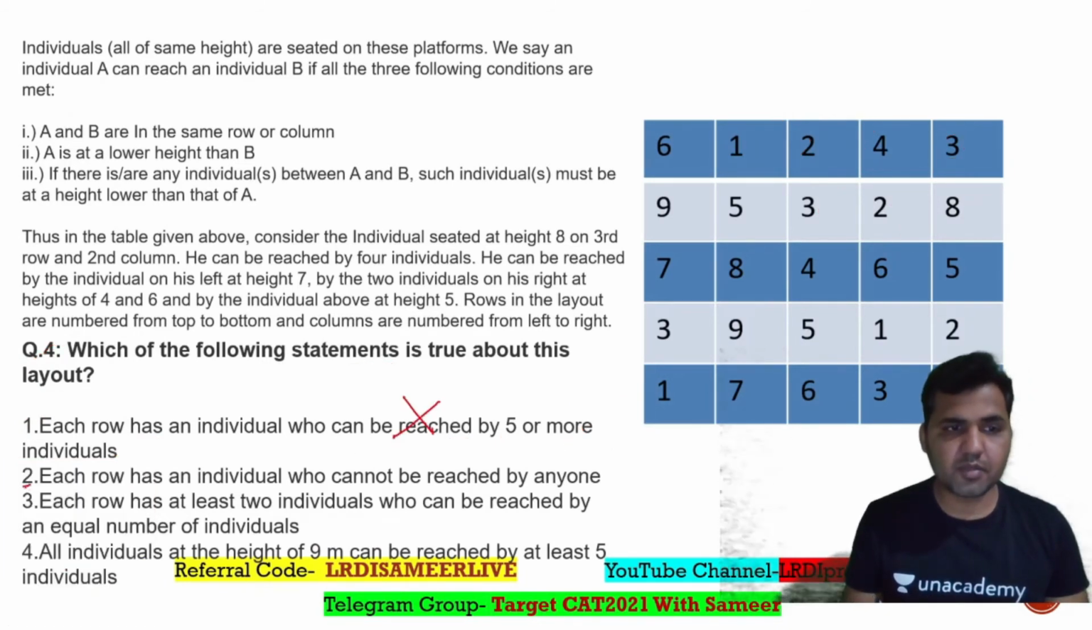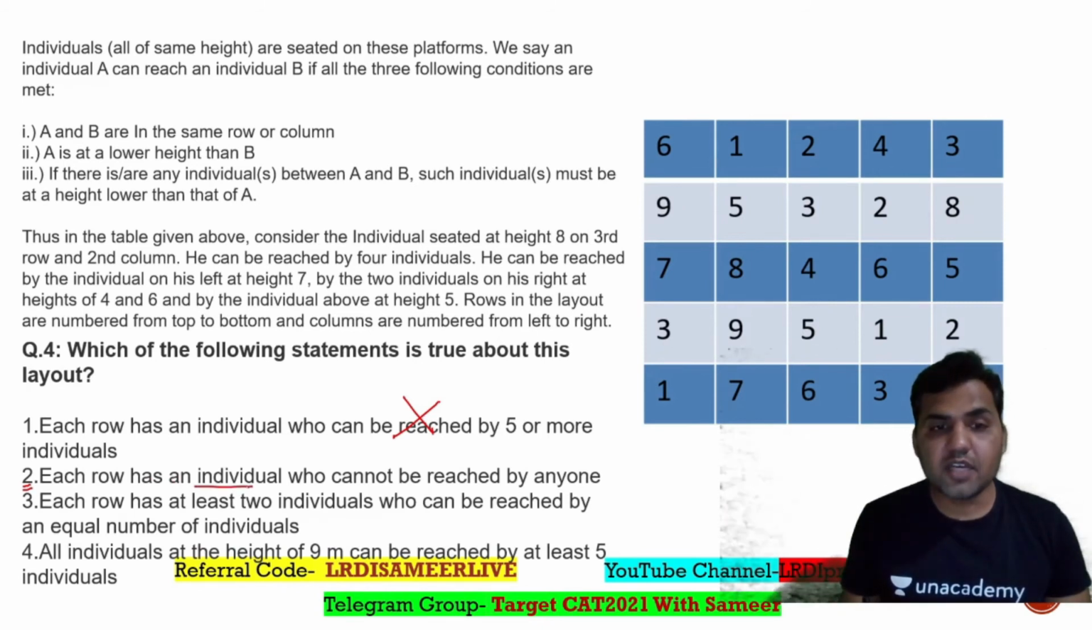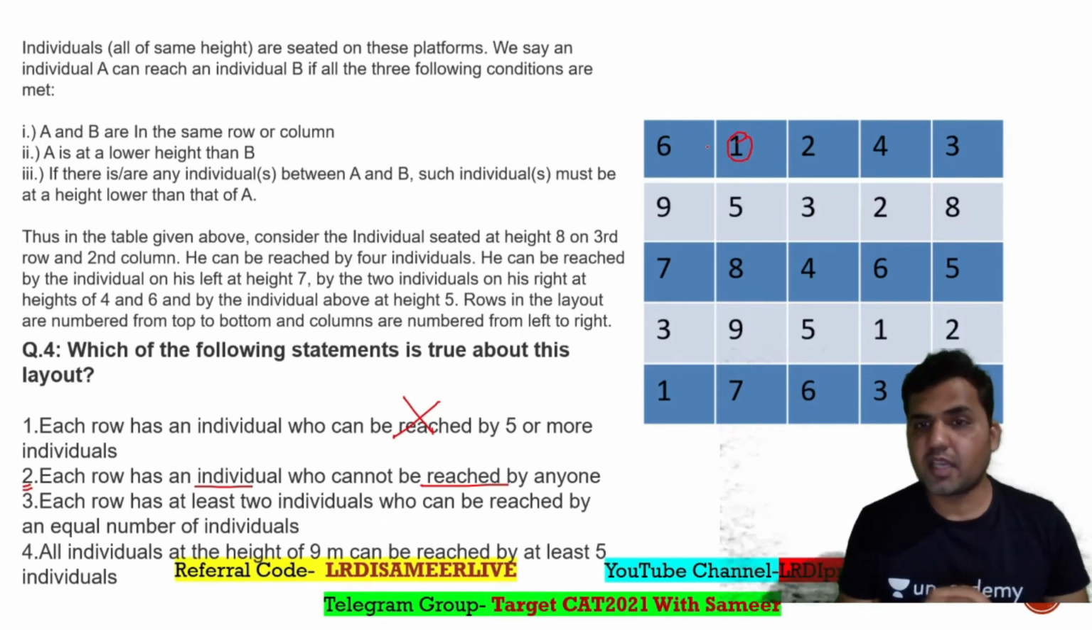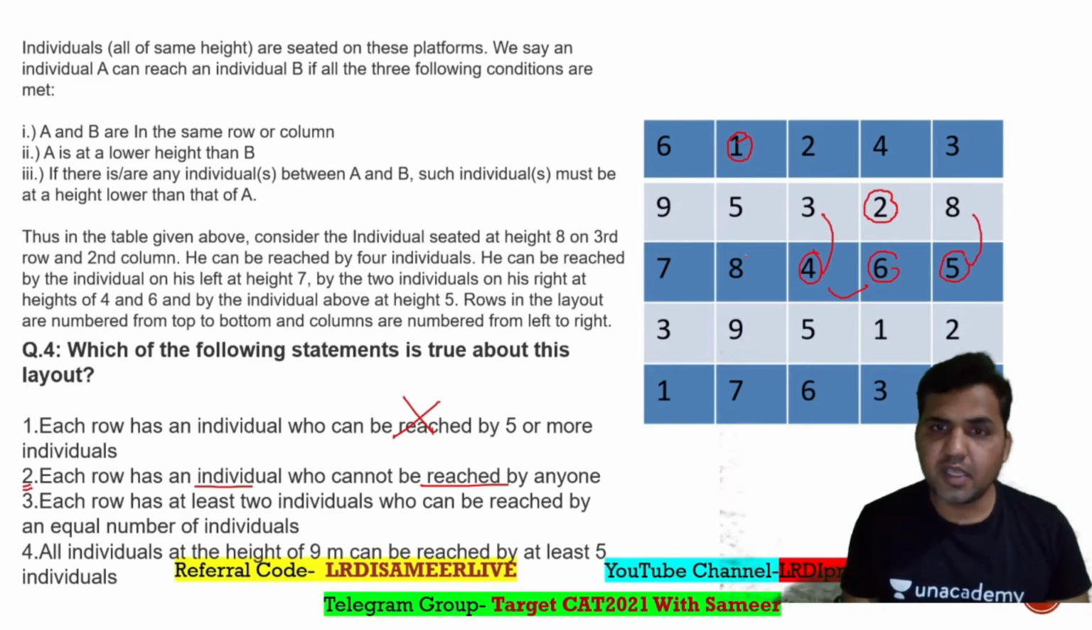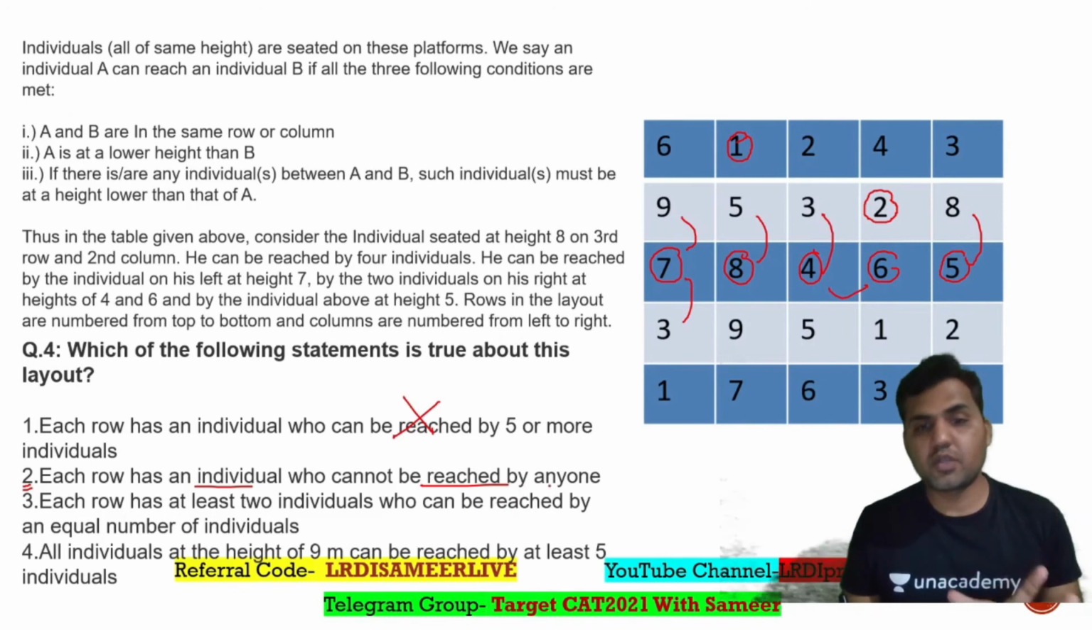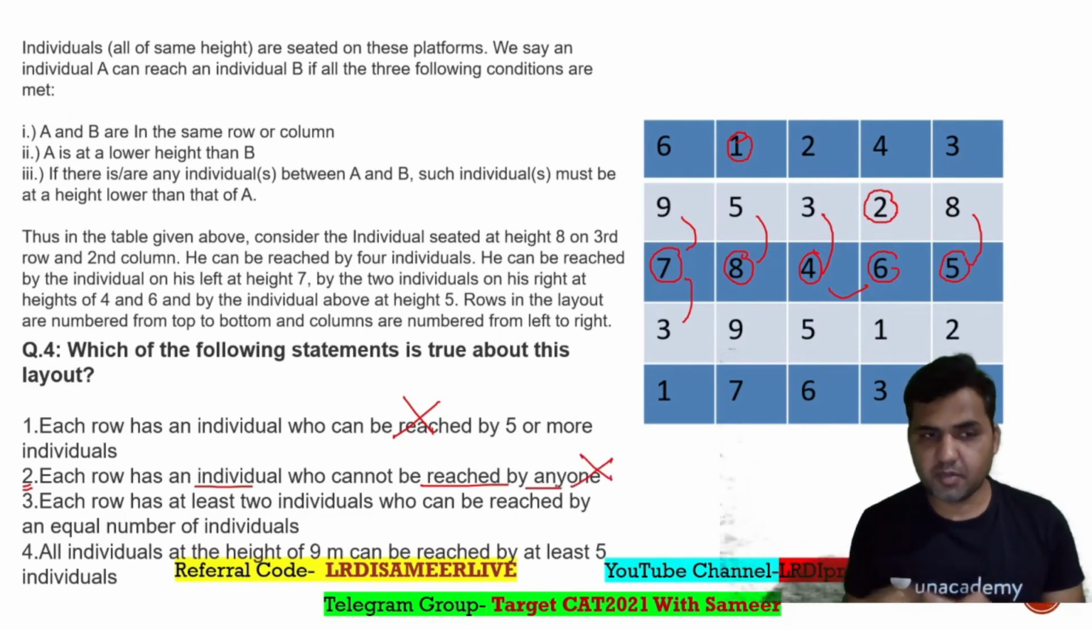Look at option number 2. Each row has an individual who cannot be reached by anyone. In row number 1, I have 1 who cannot be reached by anyone. In row number 2, I have 2 who cannot be approached by anyone. If you look at row number 3, you see that 5 here can be approached by 8, 6 here can be approached by 5, 4 here can be approached by 3, 8 here can be approached by 5, 7 here can be approached by 3 and 9 both. So each row has an individual who cannot be reached by anyone is a wrong statement.